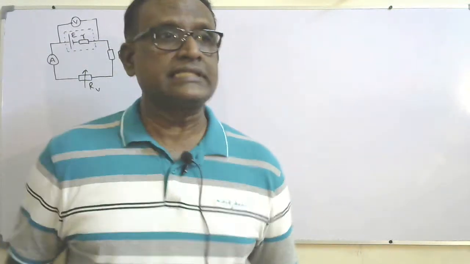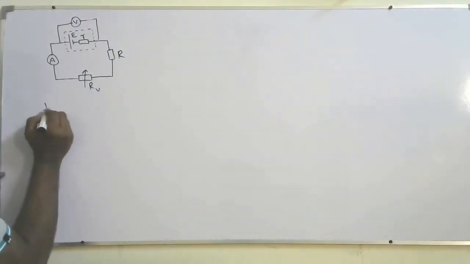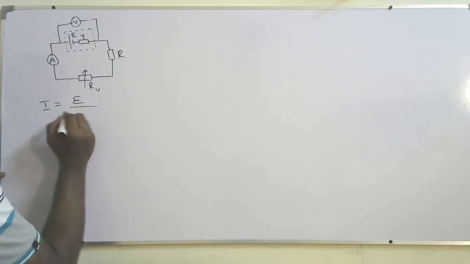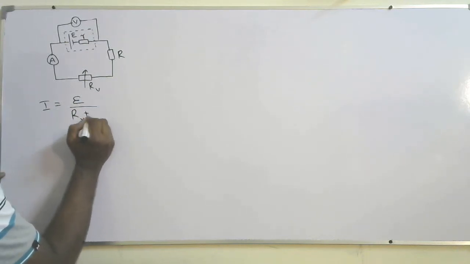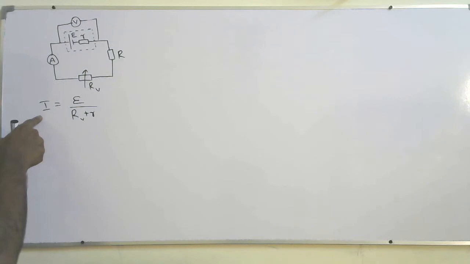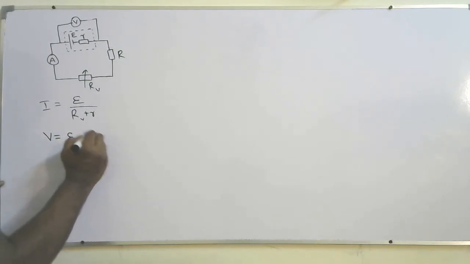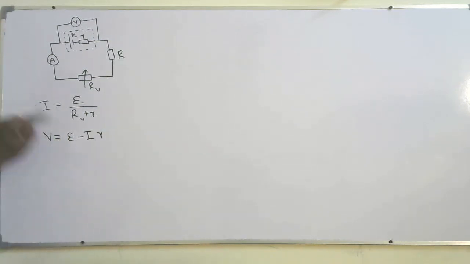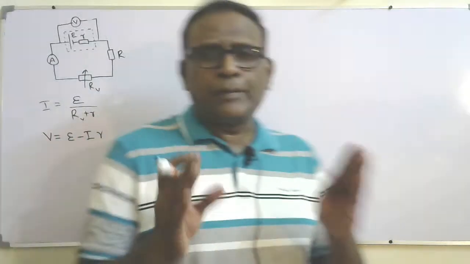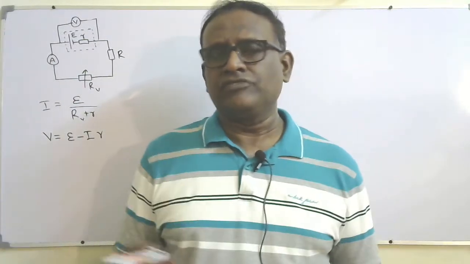You know, current flow is given by I equal EMF over RV plus R. So when RV is changed, current flow will change. When current flow changes, the terminal potential difference V equal E minus Ir. So when I changes, terminal potential difference will change. So this is a very simple practical. I can finish it in 15-20 minutes.